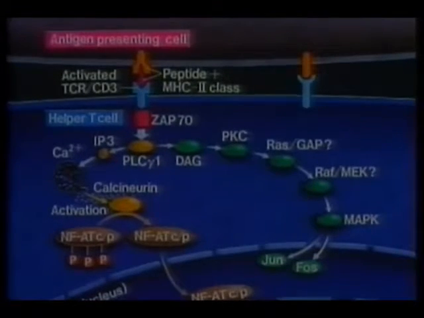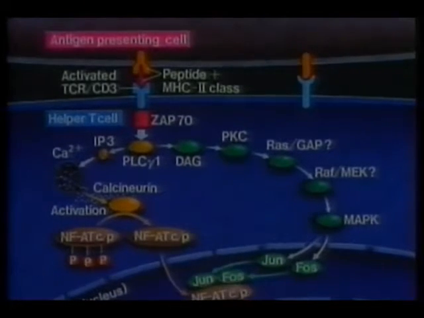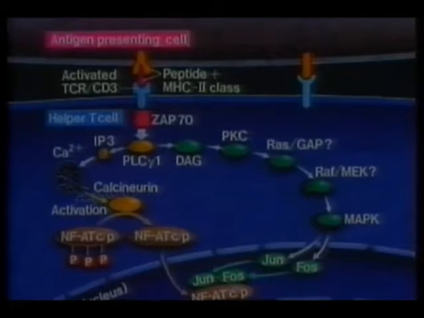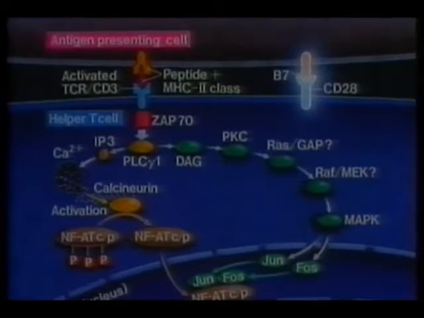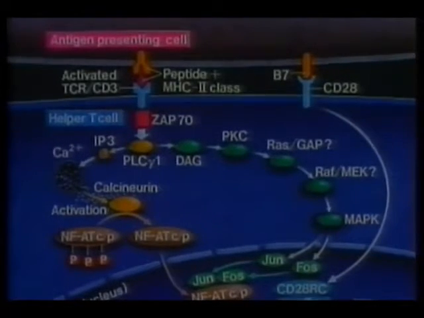The NFATcp, which has entered the nucleus, binds with Jun and Fos, and then binds to the NFAT site at the transcription regulating region. Here again, a signal from co-stimulatory molecules, such as CD28, also plays an important part. When this happens, activated signals are transmitted along various routes, and thus an active copy of IL-2 is made.